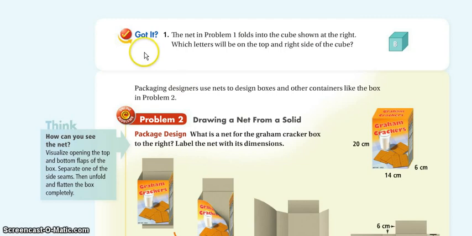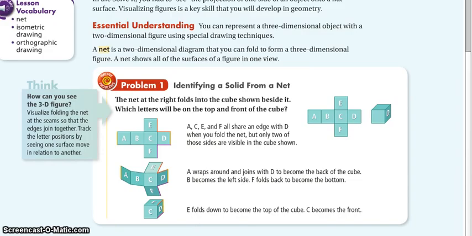Next, the interactive notes ask you to solve this got it, where they use the same net as in problem 1, but it folds with B in the front, and they want to know what letters will be on the top and the right side. Now, I'm not going to do this for you. I'm going to go back a page so you can see the figure, but keep in mind we want B to be the front. So using the same net, and we put B in the front, what would be the top and what would be the right? See if you can visualize that on your own. I will check it in class.